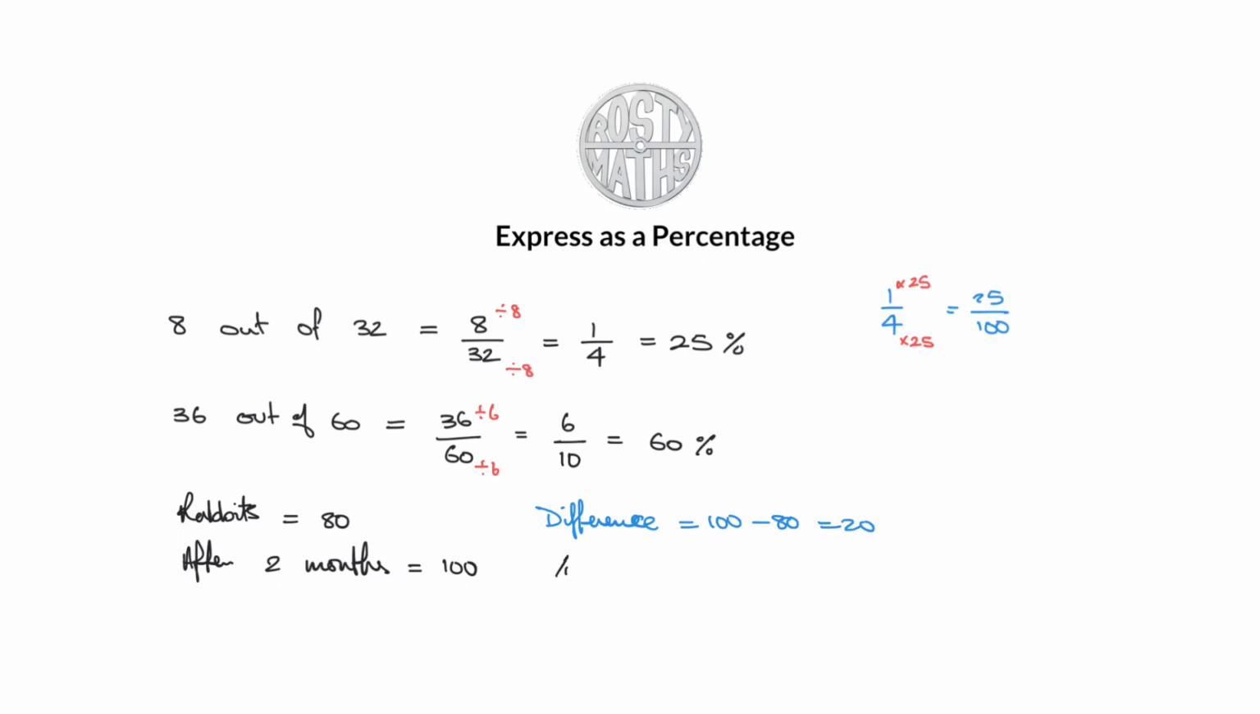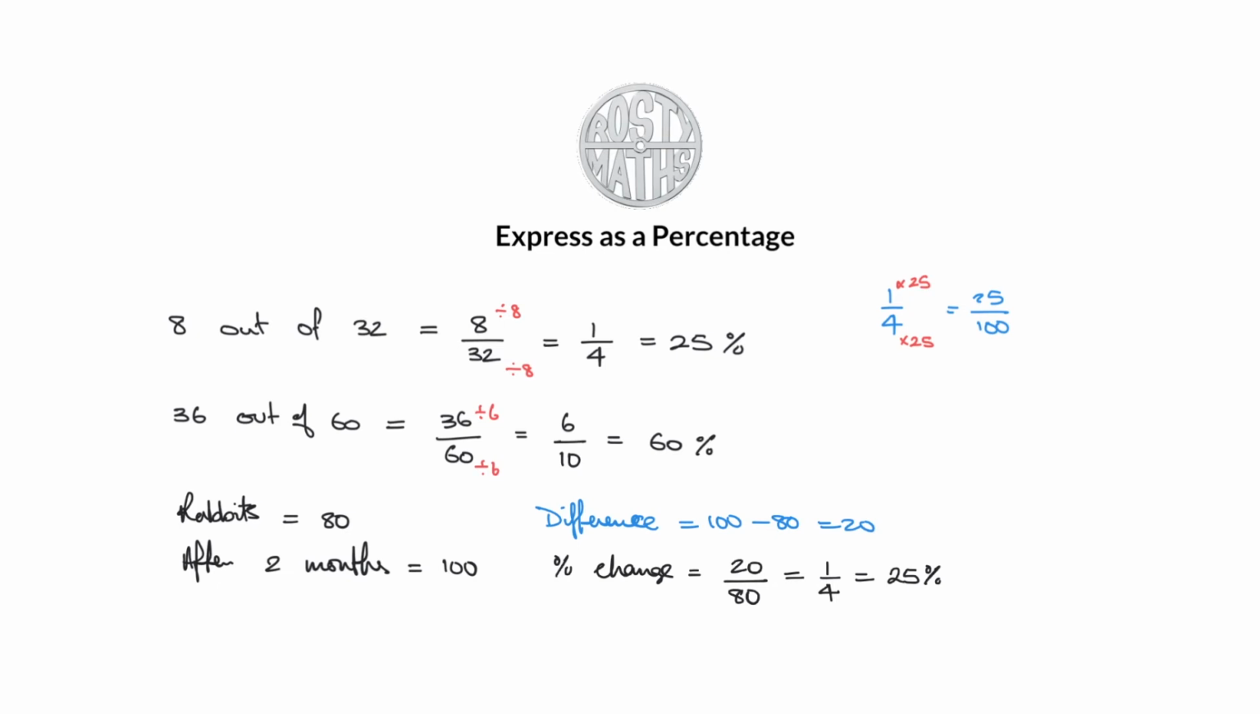So I'm going to say percentage change is equal to the difference, which is 20, divided by how many rabbits you had before. When you simplify this fraction, 20 goes into 80 4 times, so that's a quarter, and that means there was an increase of 25% new rabbits in there. Okay, and that's as simple as that.